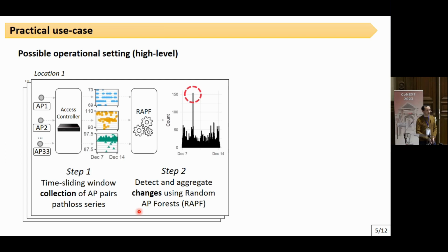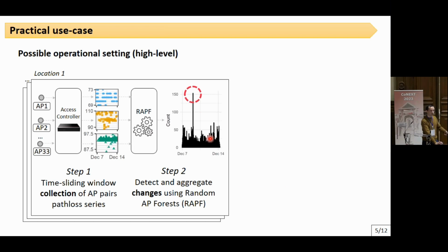First, we collect from access points, possibly from an access controller, time sliding windows collection of access points pair of the path loss series. So it may be just 1 week of collected data. And then we use our methodology, called random access point forest, to detect and aggregate changes over all those series, and we count the detected change here.